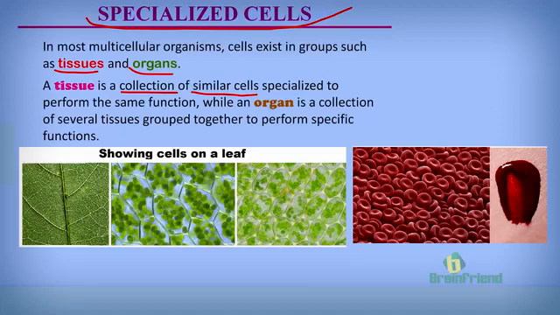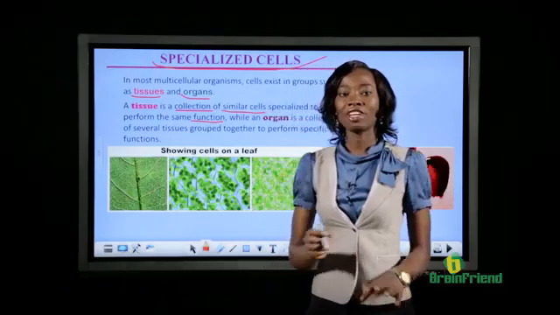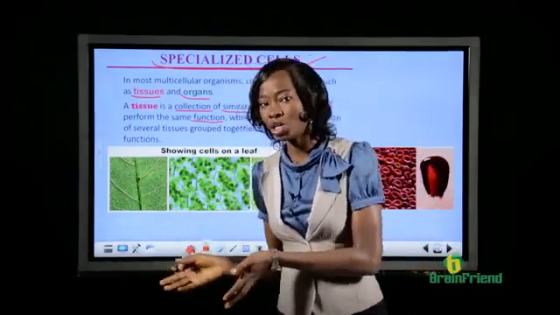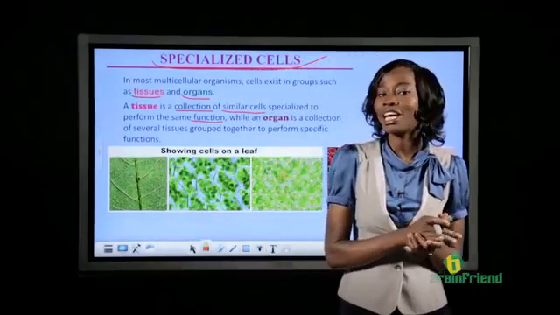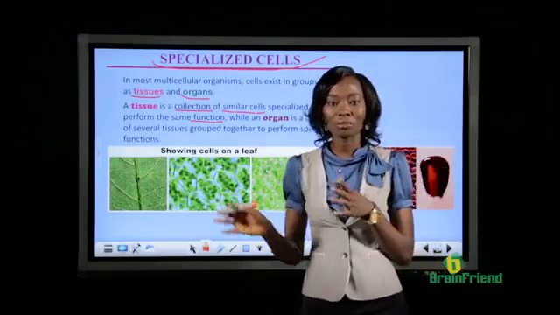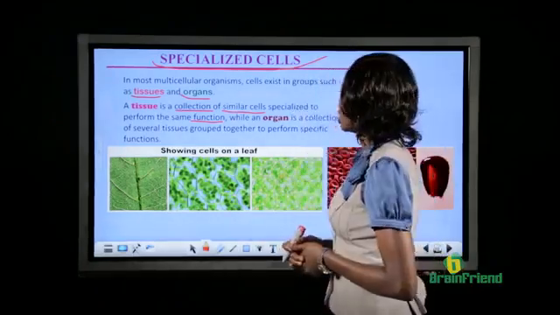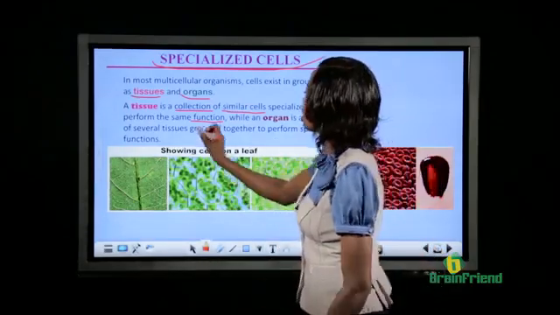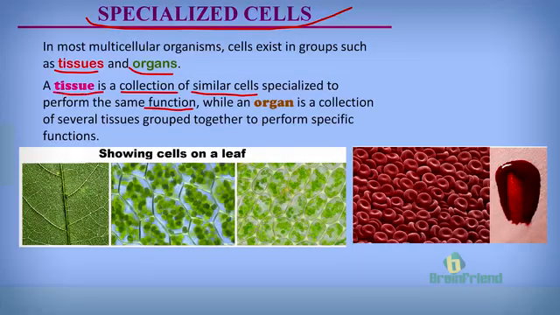We say these cells are specialized. This means that the cells have been trained or they are specialized to perform a particular function. So we have a group of cells, say 50 cells come together to perform the function of excretion. We have another group of cells come together to perform the function of reproduction, and so on. So they come together to perform a specific function. So when you have a collection of several cells performing the same function, we say it is a tissue, and those cells have been specialized.